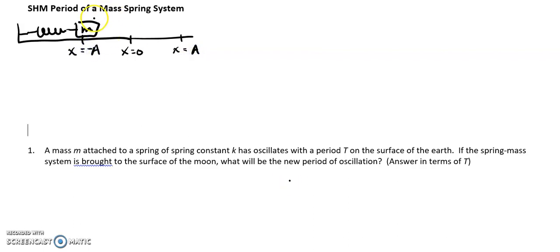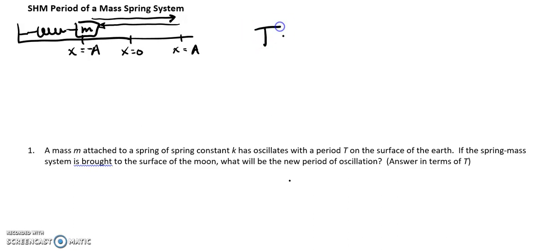And again, the period is the time for one complete cycle. So to go all the way to one side and then all the way back to where it started. So the object could be oscillating back and forth, or side to side, or it could be oscillating up and down. Either case, this will work.